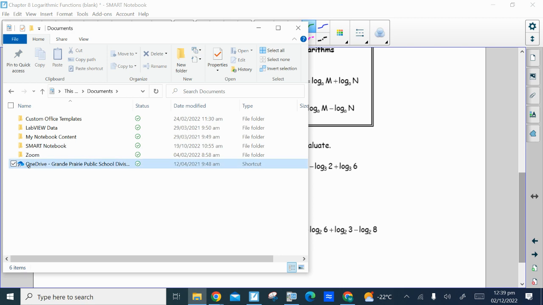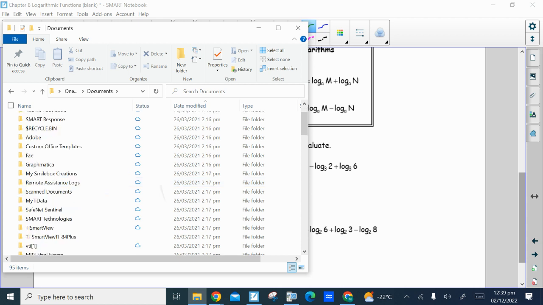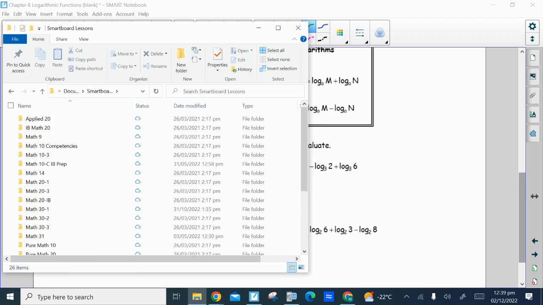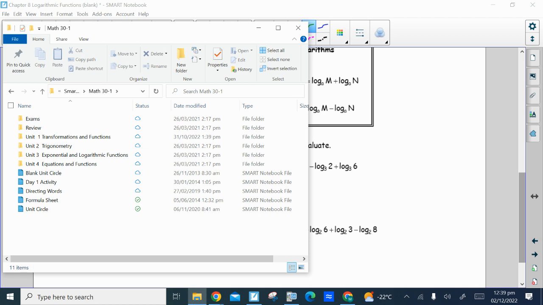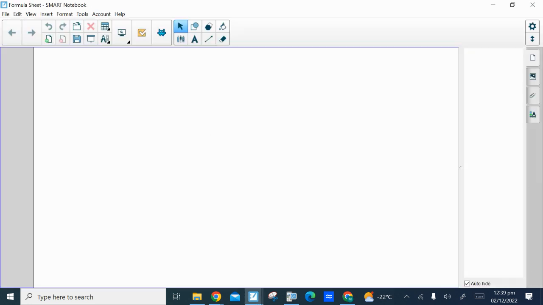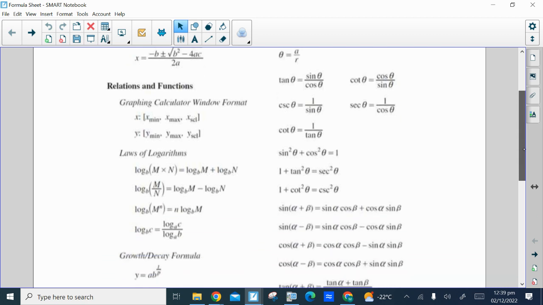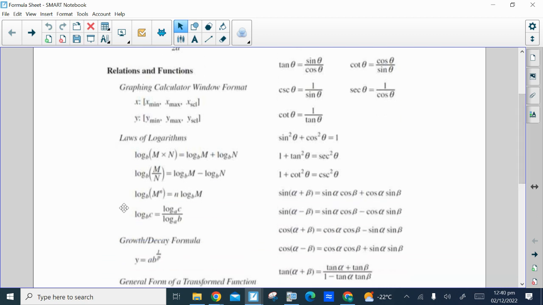For the formula sheet, but I'm pretty sure those laws of logarithms are on the formula sheet. So you don't have to memorize them, just know how to use them. So yeah, there they are on the left side here.